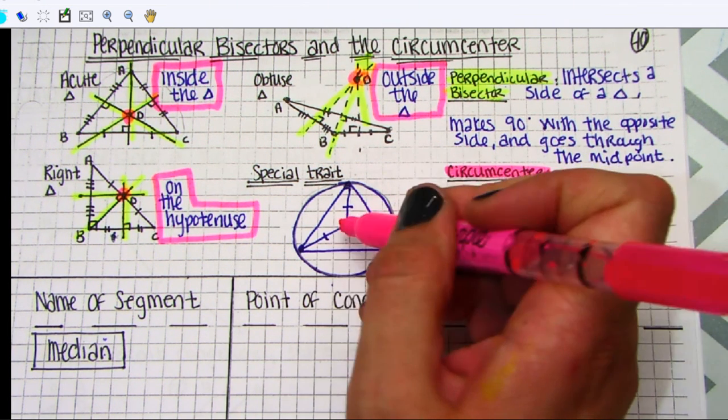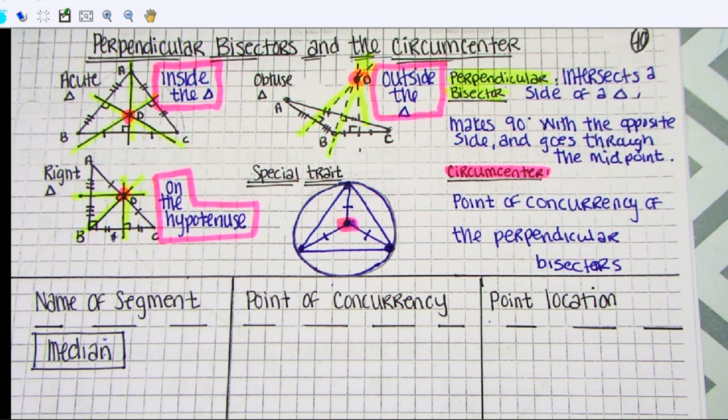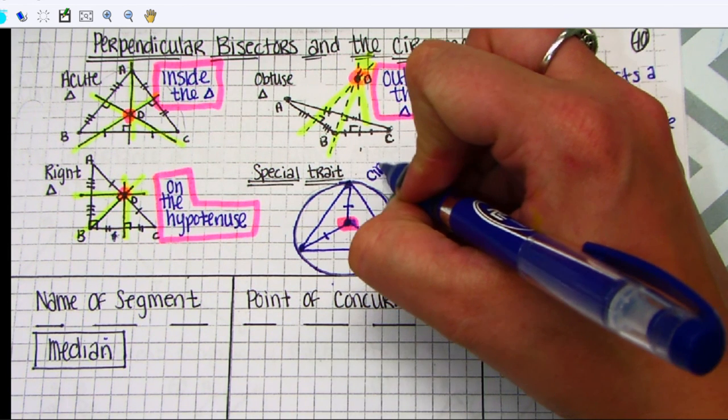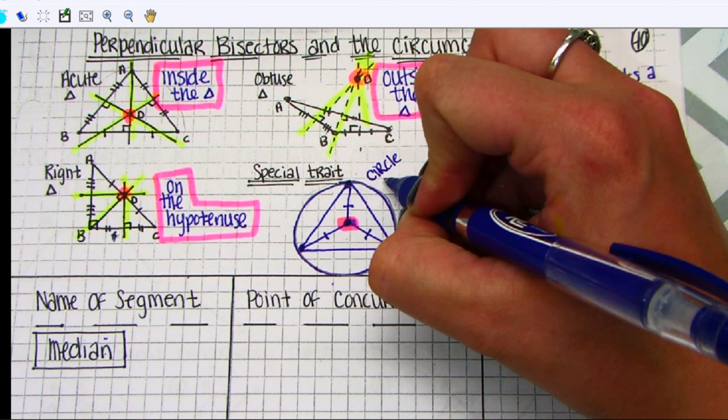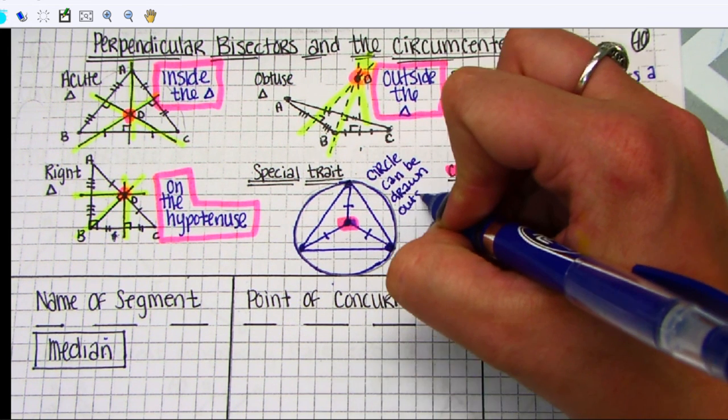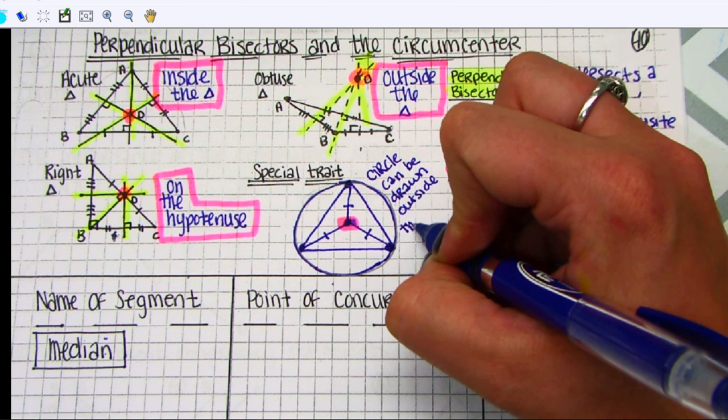So these points, when we're talking with triangles, they have special traits. They make special pieces. Things happen with them. In a circumcenter, you can actually draw a circle outside of the triangle. So I've kind of run out of room. I'm just going to write it here. Its special trait is that a circle can be drawn outside the triangle.